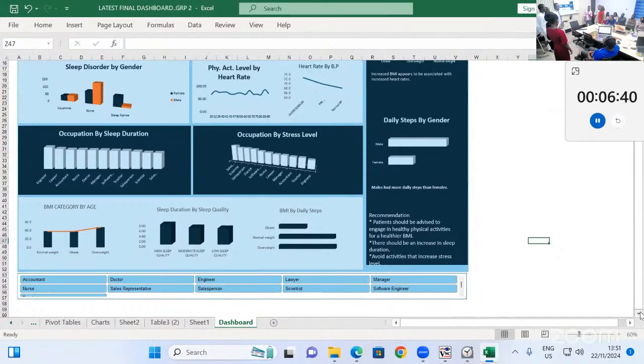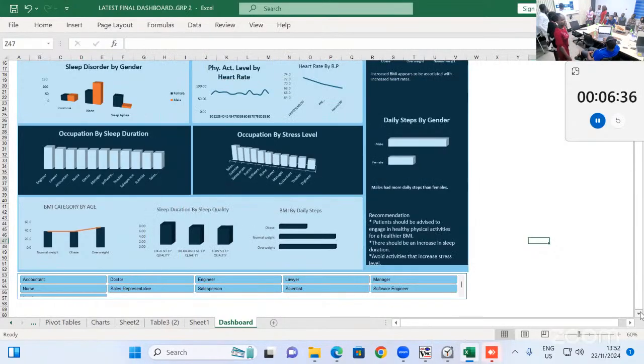That's daily steps by gender. Okay, I'll be talking on BMI category by age.